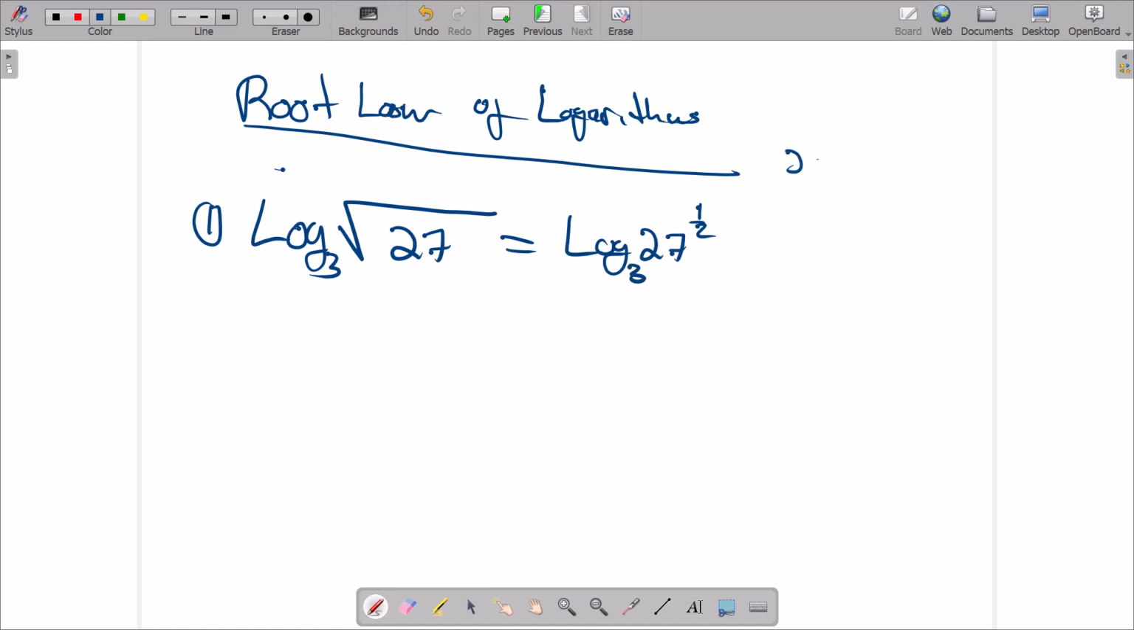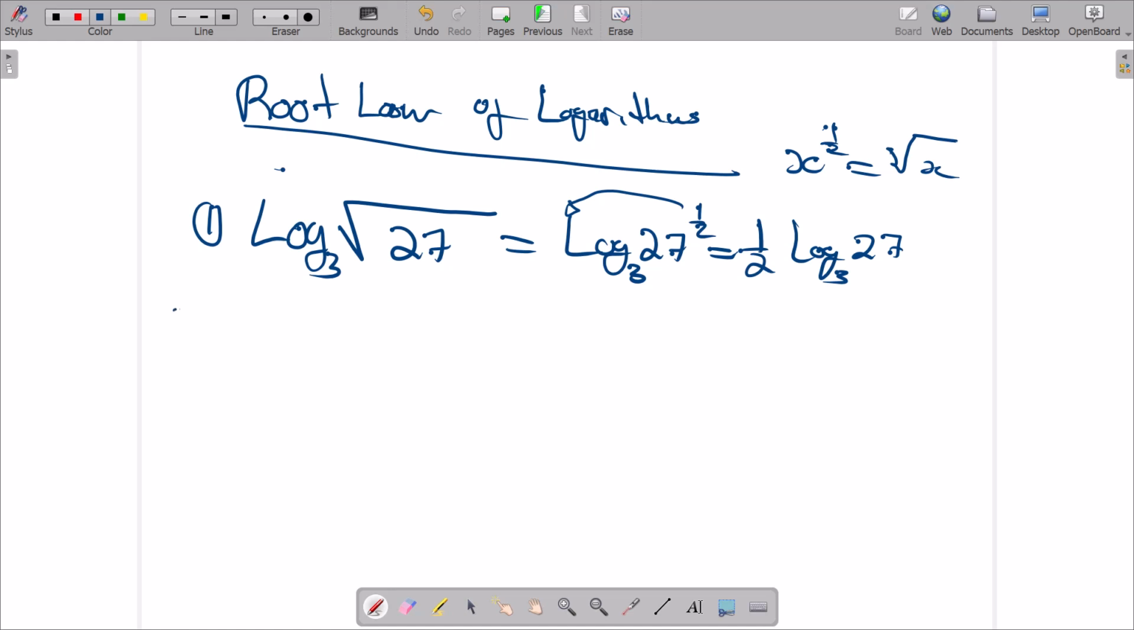According to the laws of exponent, we have talked about it, the square root of x is x power half. Half means square root. So here, according to the law of power that we have discussed last time, we move the power to the front of the logarithm. So it will be half log 27 base 3.